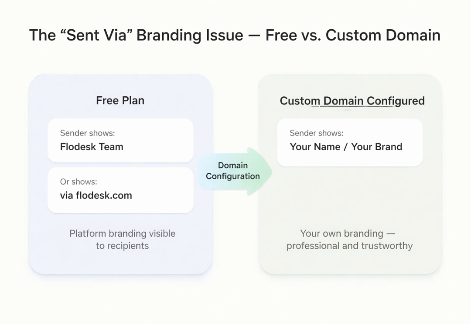Another thing that came up during this session is the Sent Via or Made By label that appears in the email header. When you're on the free plan and haven't configured your own domain, the email might show something like Flowdesk Team or via flowdesk.com instead of your own brand name. This can look unprofessional and may reduce trust with your recipients. The solution is to configure your own custom domain within the platform settings. Once you connect your domain, all of that third-party branding disappears, and your emails show your own name and brand, which is far more professional and builds credibility with your audience.